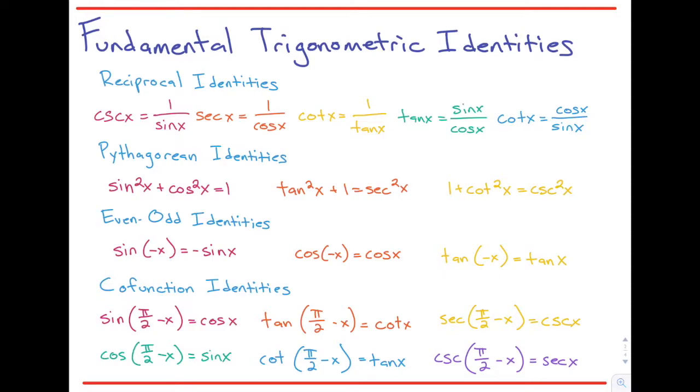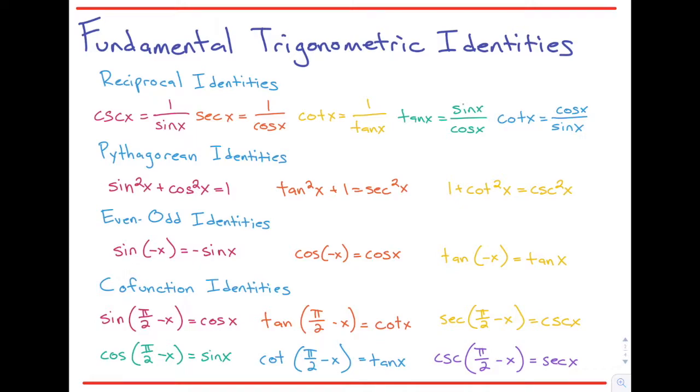Even and odd, hopefully we know, but sine of negative x equals negative sine x, cosine of negative x equals cosine x, and tangent of negative x equals negative tangent x. The cofunction identities are ones that we haven't talked about extensively, although we've alluded to them in previous videos and explorations of our trigonometric functions. So we know that sine and cosine are related somehow, tangent and cotangent are related, and secant and cosecant are related somehow. And it turns out they're related by transformation.